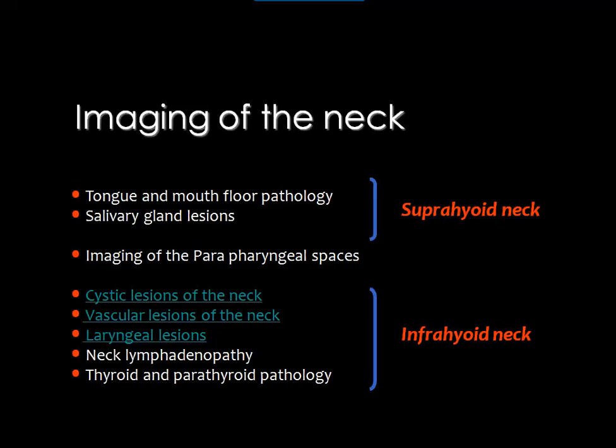This is the usual division of the neck imaging in general. And there you have the suprahyoid neck, which we have finished already, including the tongue and the mouth floor pathology, as well as the salivary glands. Then the parapharyngeal space is discussed separately because it extends from the supra down slightly into the infra-hyoid neck. Then here we are discussing the cystic lesions of the neck, vascular pathology, and we have discussed before the laryngeal lesions. And finally, the second part of the infra-hyoid neck will deal with the neck lymphadenopathy, imaging of the thyroid and the parathyroid glands.